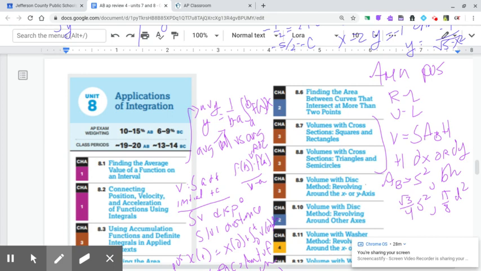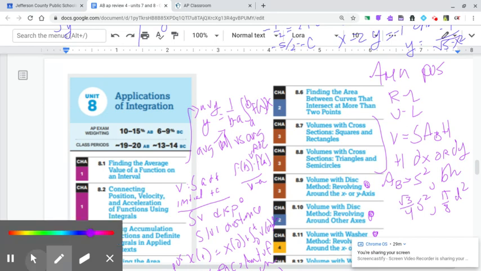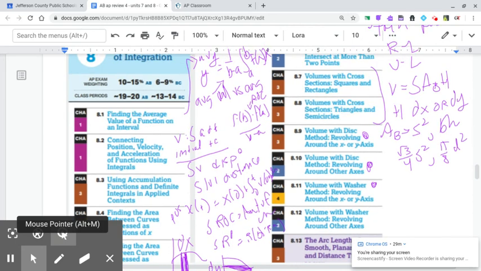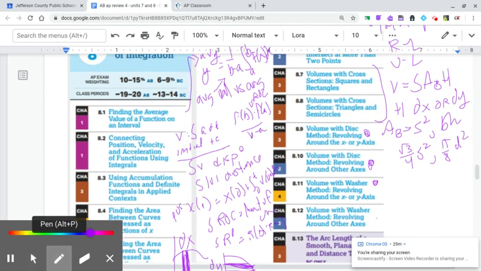Notice in these volumes of revolution that it's disks and washers. Shells are never required on the AP test, but they can be used, and actually it's sometimes the case that they're easier to use than the other. So you can use shells, but any problem you get could be done with discs or washers. All right. Draw a picture, and again, right minus left, upper minus lower to get positives.